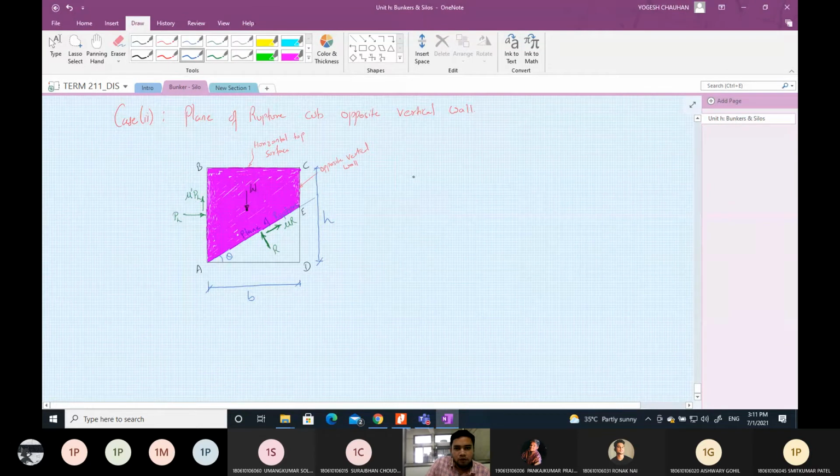Okay, now from geometry, the portion ED will be equal to, see, tan theta will be opposite upon adjacent, so it will be ED upon AD, so ED will be equal to AD tan theta. Okay, now what is AD? AD is B, so it will be B tan theta. Mark this as number 1.